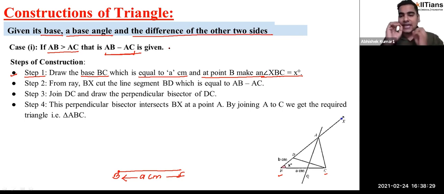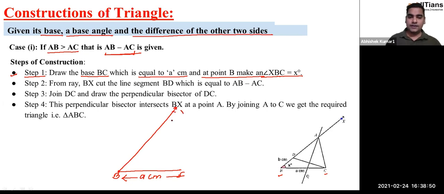If this angle x degrees is a multiple of 15, I would recommend that you use a compass to draw that. But if it is not a multiple of 15 degrees, you can use your protractor as well. Here at point B, you have to make an angle equal to 60 degrees. So let's say this is the angle, and this is x. So this XBC that you have, this angle is equal to x degrees. Understood?